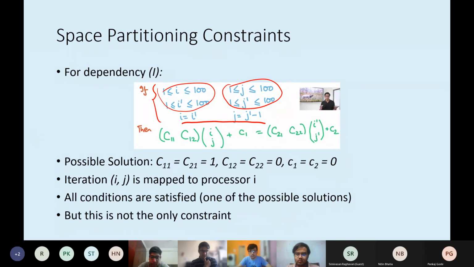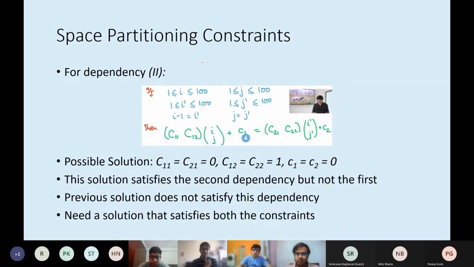to satisfy. So if we take a look at the second dependency constraint, again these are the iteration space constraints, and these are the data dependence constraints, that they access the same memory location, then this should hold, that they should be mapped to the same processor. And now this is with respect to the second dependency. In the same way as I did for the previous one, I could have a similar solution for this one. Now this solution satisfies this second dependency, but it does not satisfy the previous dependency. And the previous solution does not satisfy this dependency.